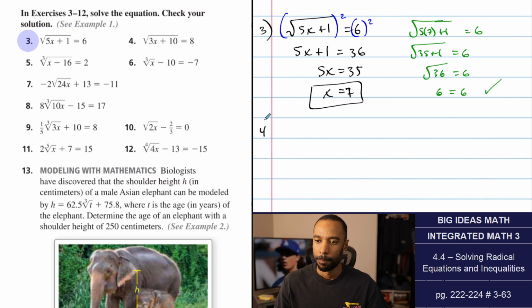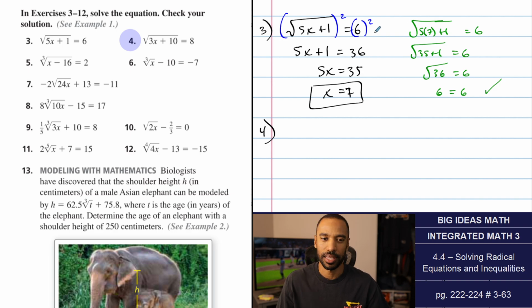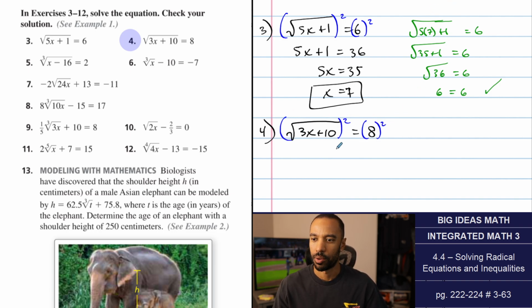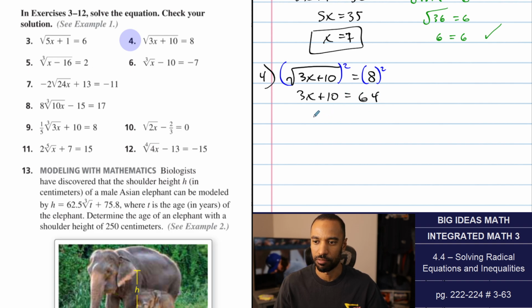Number 4. The square root of 3x plus 10 equals 8. Once again, the radical is isolated, which is good news for us. It is a square root, so to counter that, we will be squaring both sides. So let's square both sides once again. The square root of something squared is just that something on the inside. 8 squared is 64. And we'll solve just basic conventional stuff. Subtract 10, divide by 3, you get x equals 18.